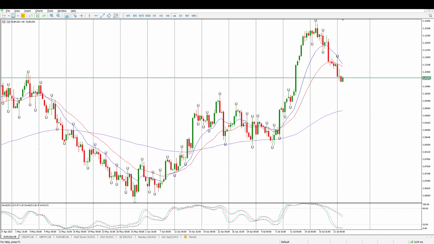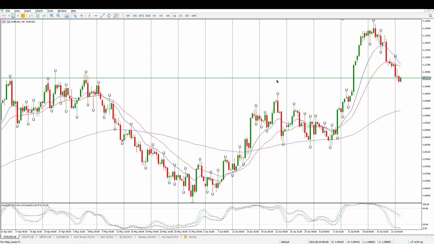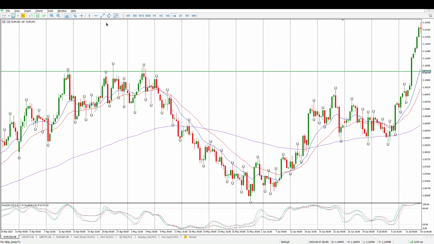So, Euro USD is still pulling back. We have pulled back past the first logical areas, which was right over there. We are now into the next logical areas. And remember, I always tell you, put 3 levels in.